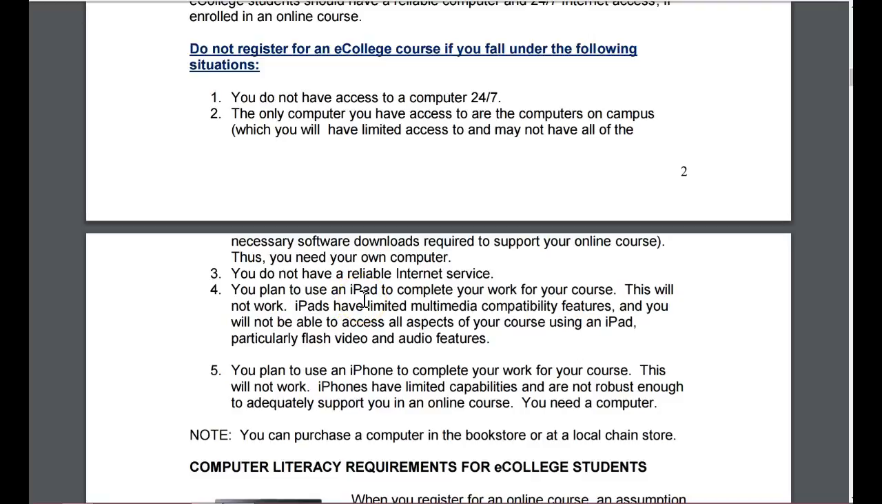If you can only use an iPad or iPhone or some other tablet, that's not a good idea, because sometimes you cannot upload certain assignments through an iPad, or you can't see certain information through a tablet. So if you only have an iPad, then it's not a good idea. You need to purchase a laptop if possible through the bookstore.